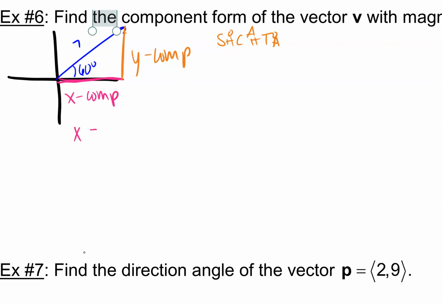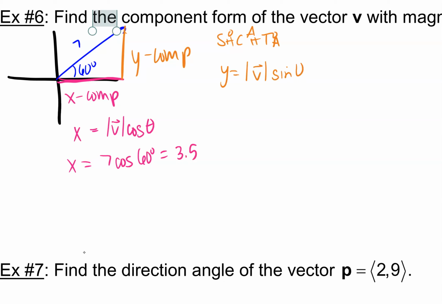Okay, so the x component is going to be the magnitude of your resultant vector, which we already know is 7, times cosine theta. So 7 cosine of 60 degrees is going to be 3.5. To find my y component, my y is going to be the magnitude of my resultant times sine of theta. So my y is going to be 7 times sine of 60 degrees, which is just going to be 6.06. So to write this in component form, I would say 3.5, comma, 6.06.